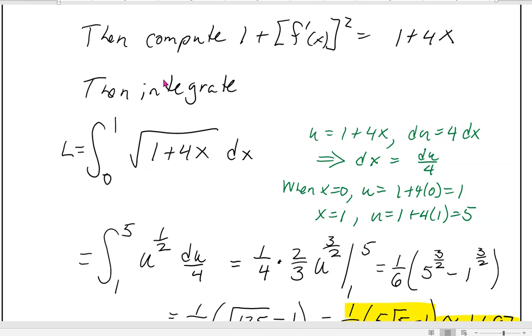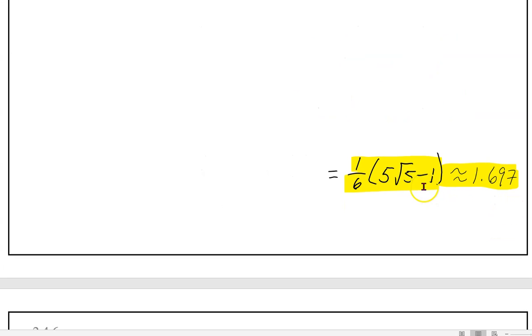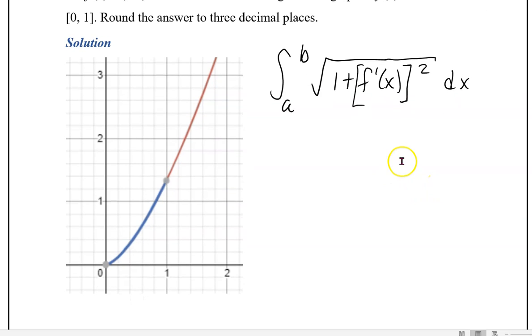We can do a u substitution as seen here at the right in green. Once we've completed the u substitution, we come up with this final answer, which is about 1.697. Refer back to the graph to be sure that you agree that that does seem to be a reasonable value. Since the length from here to here is 1, it does appear that that value is roughly correct.